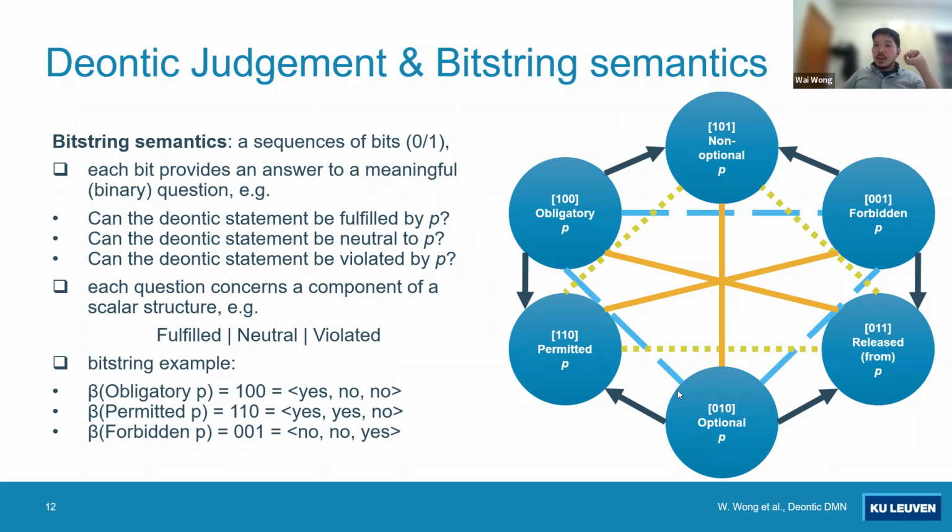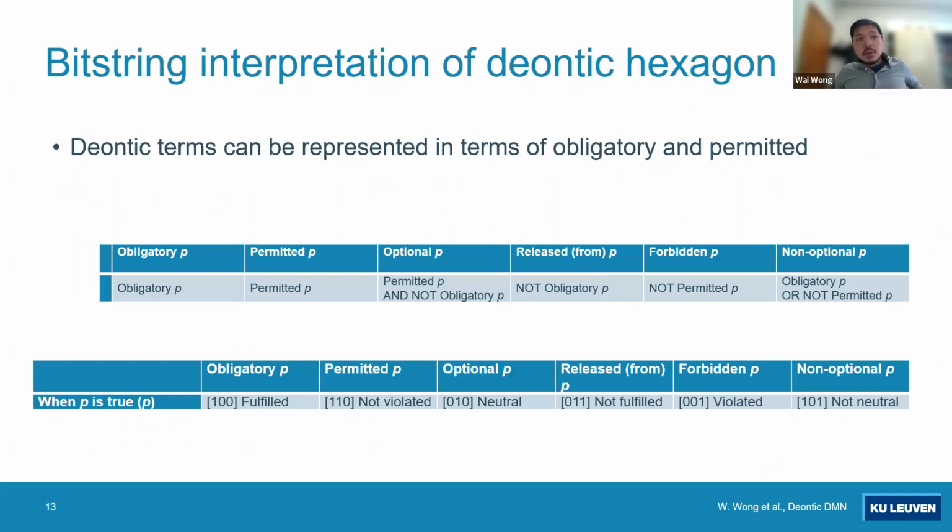And then you can also think of the permission as the opposite of forbidden. So that's why the bitstring is basically a flip of all the bits here. Given this example, we can already assign the bitstring to each of the terms. As you can see, optional itself is neutral, neither fulfilled nor violated, and so on. So now we have the bitstring interpretation of the Deontic lexicon.